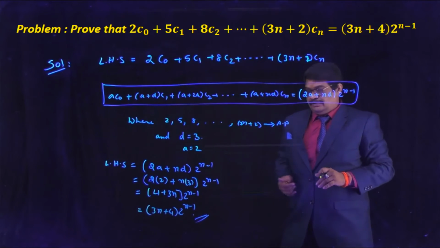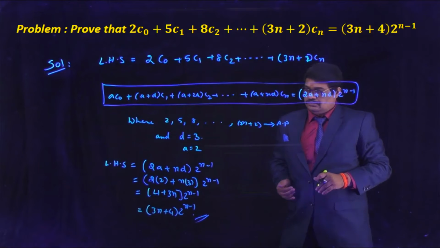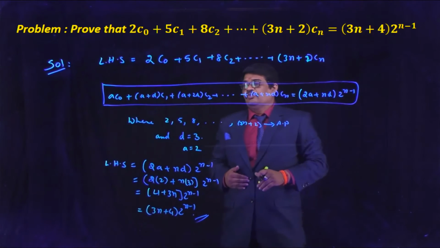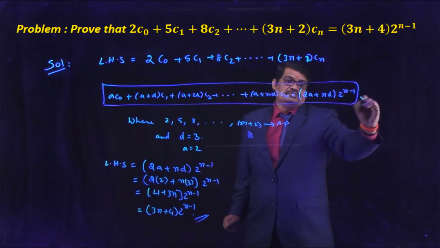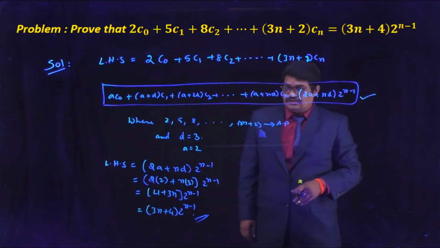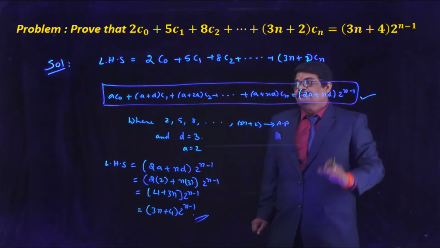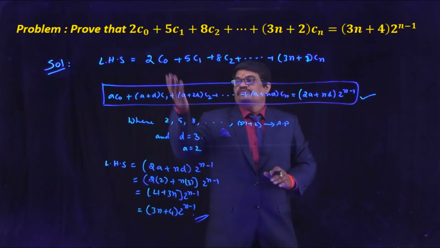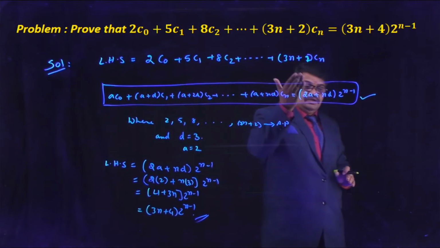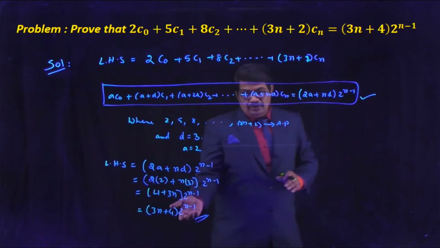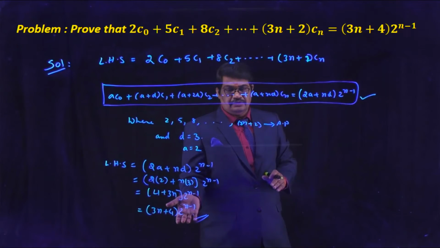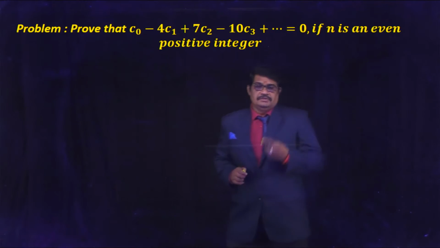We have proved this result. Okay, this is the important result. Using this result, we can find the given series, which is (3n plus 4) into 2 to the power of n minus 1. Okay. See the problem.